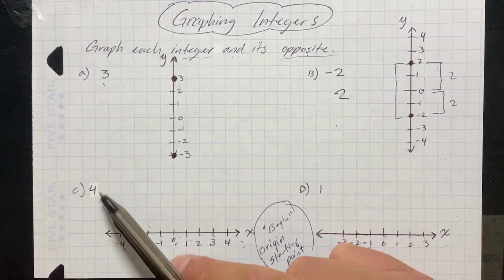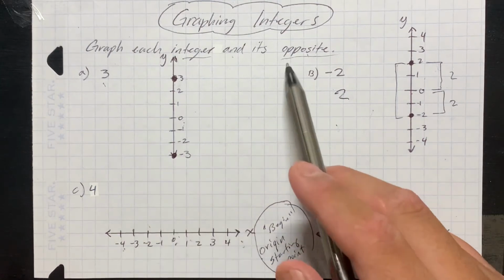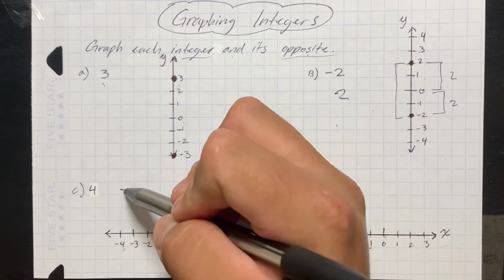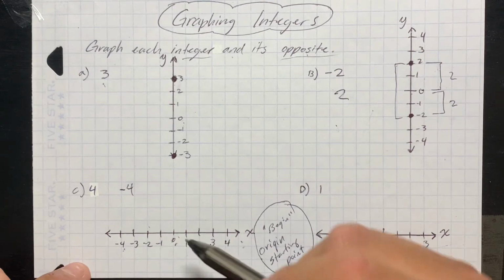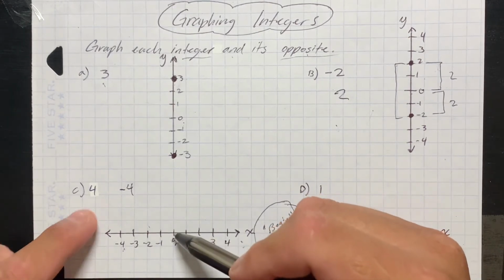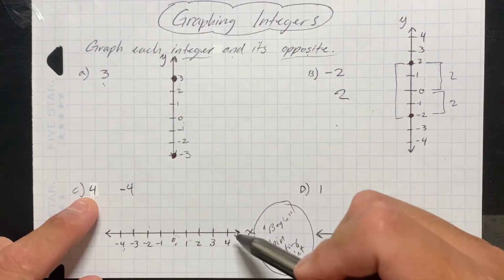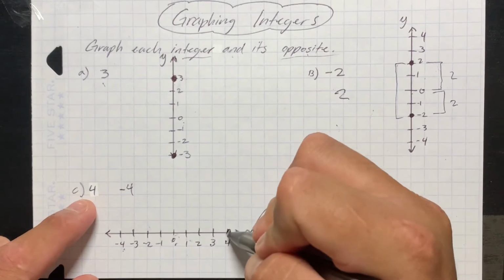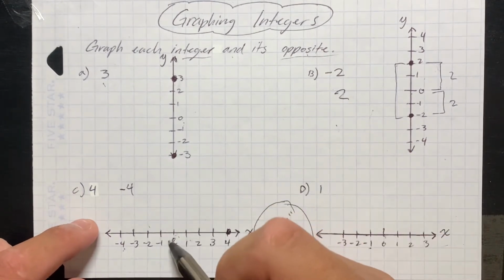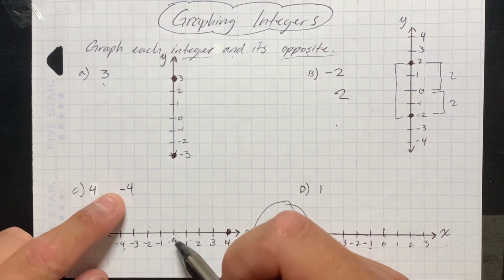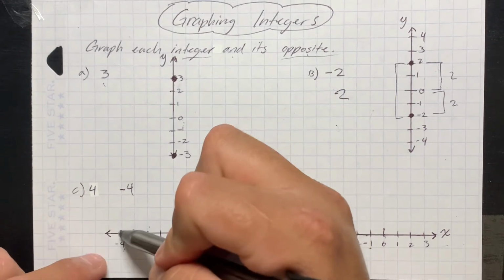So we have positive 4 here. The opposite of positive 4 is going to be negative 4. Again, you start from 0, the origin, and locate positive 4. I go to the right, and here's positive 4. Same thing, start from your origin. Now we look at negative 4. On the left side, you see negative 4.